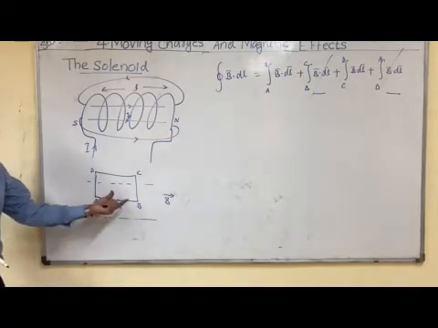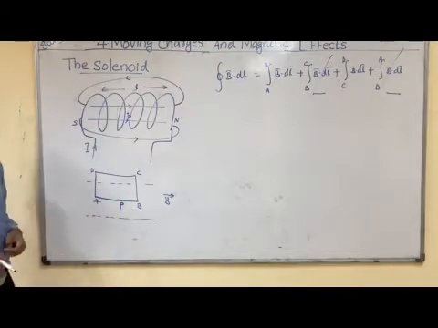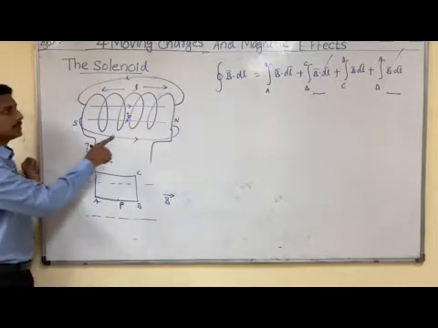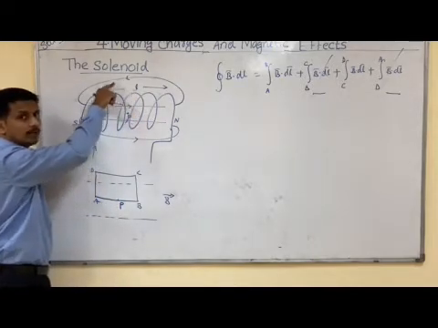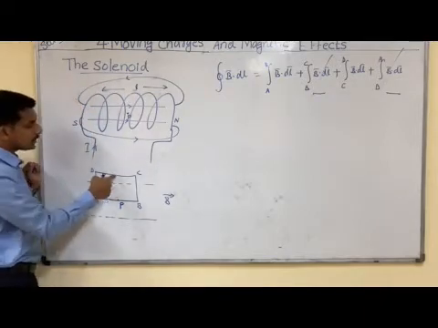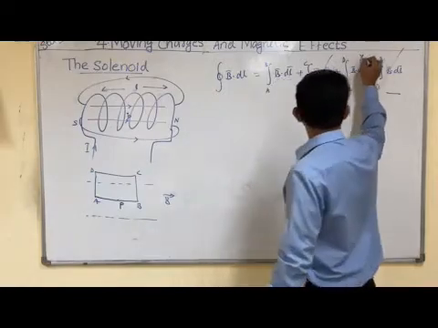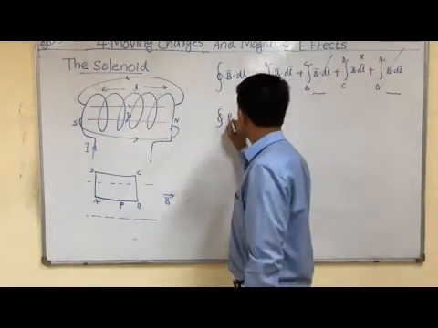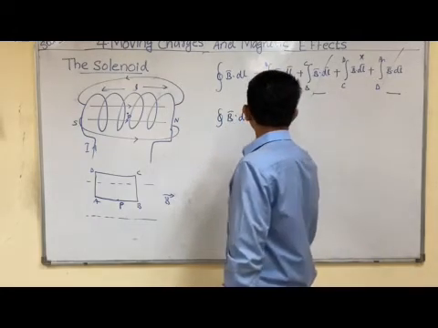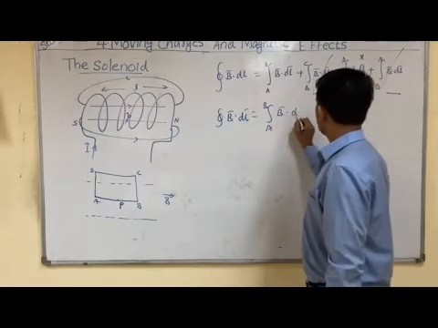You know, this portion of this loop is coming outside the solenoid. We have already seen that outside, the field is non-uniform and very weak. So this part of the loop we can also neglect. That means this term also can be neglected, and the integral of B dot dl is equal to the integral from A to B of B dot dl.